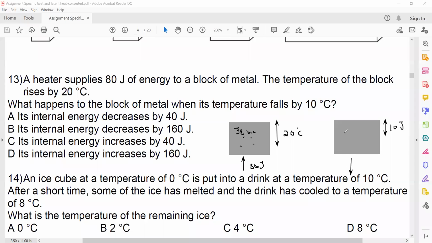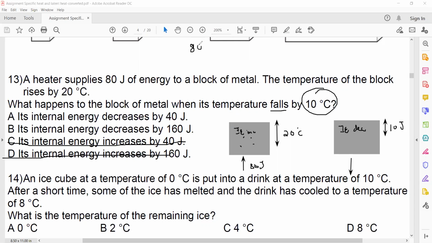When we remove energy, what happens? The internal energy will decrease, because the particles will have less energy. So when you supply energy, internal energy increases, and when you remove it, internal energy decreases. First, cancel out the two wrong options. C and D cannot be the answer because we are removing the energy. As the temperature falls, it means we are removing energy. But how much energy should we remove?